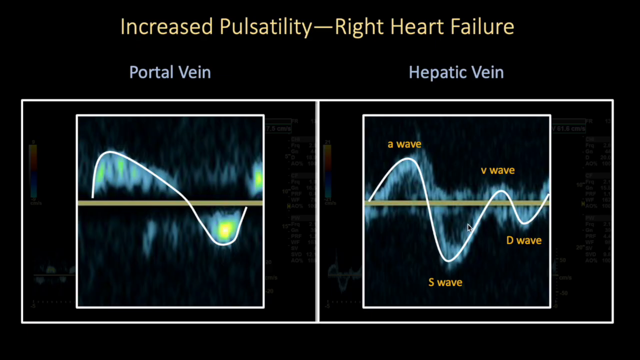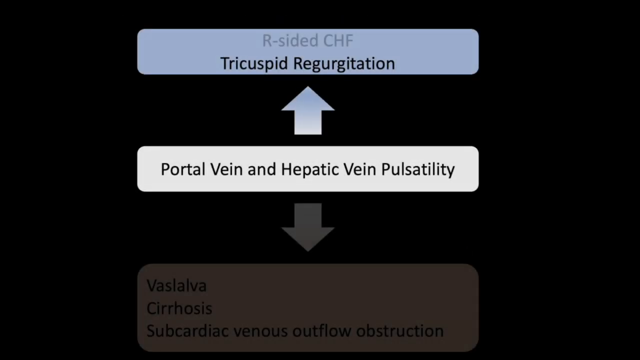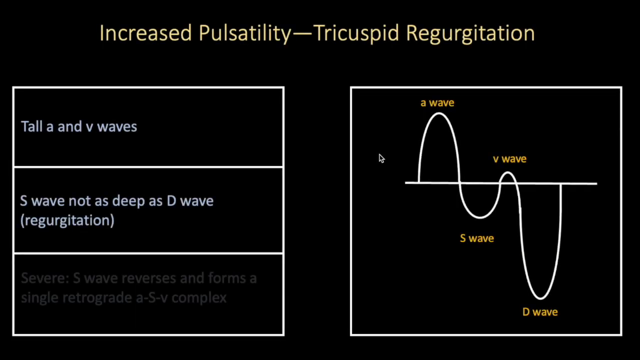And that's what we see normally within the hepatic veins, and that's preserved. So the A and the V are usually abnormal. The S and the D will appear normal. And this is in distinction to the other cause of increased pulsatility, which is tricuspid regurgitation. So let's take a look at what that looks like.